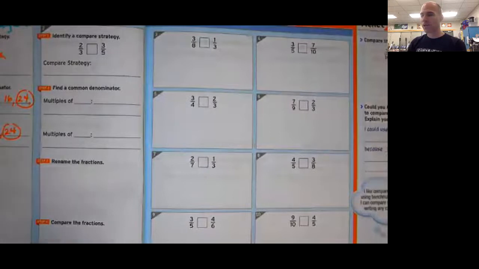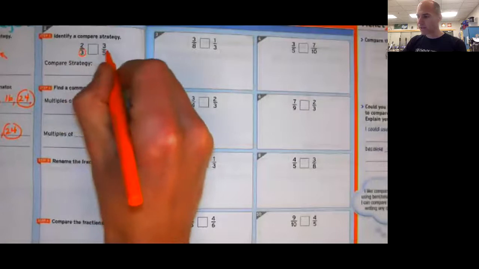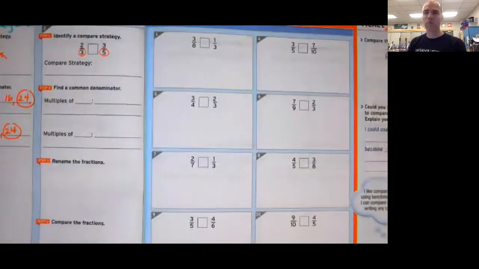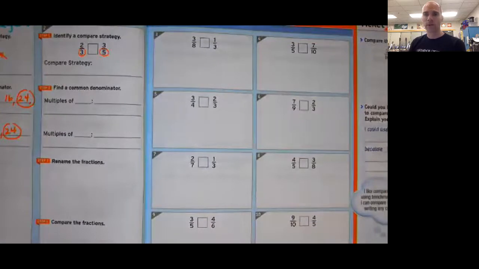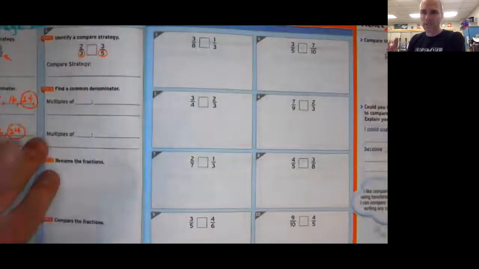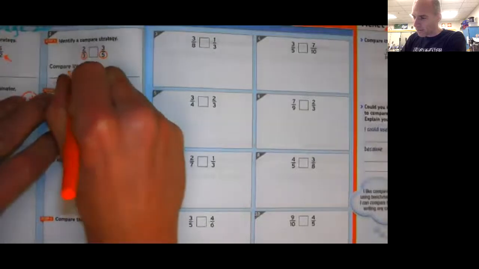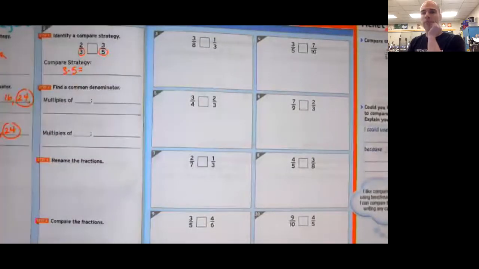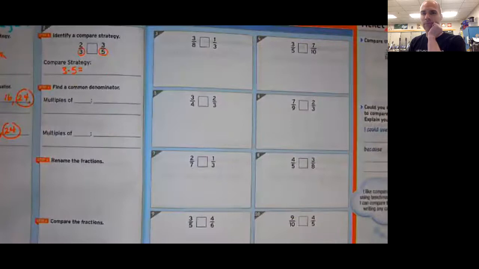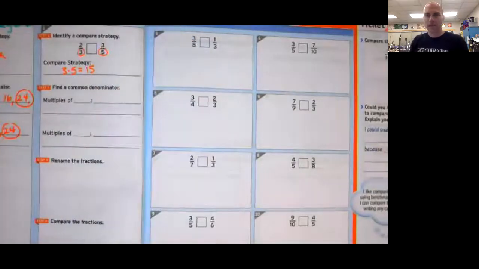Another way to do this is you can always just take the two denominators and multiply them together, and that will get you a number you could choose to use as your common denominator. So right here, we don't have to write anything in the compare strategy line. Don't worry about that. I'm just going to use that line to write 3 times 5 equals what? Think about it for a second. Write it if you know it. 15. So let's use 15 as our common denominator.